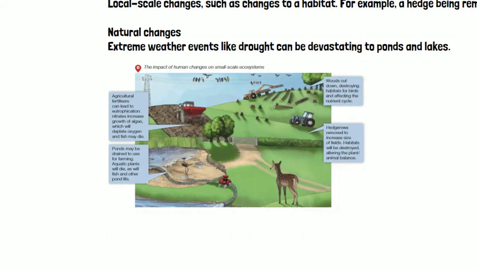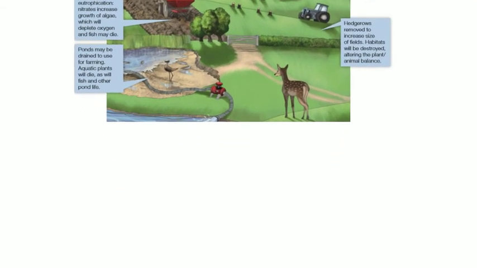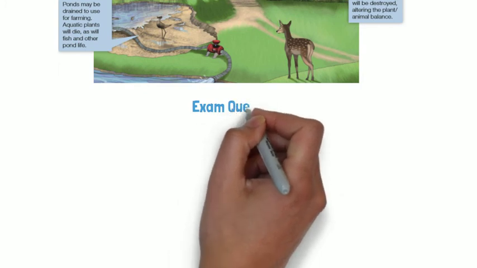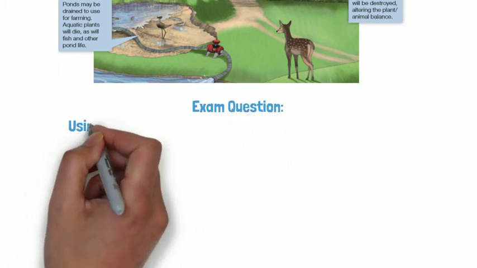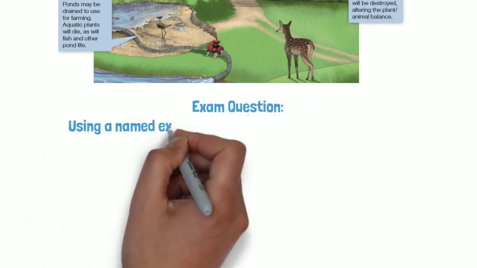So many of you will have seen this image before, and this is from the textbook, and it's looking at some of the small-scale human changes to an ecosystem, all of which could quite easily be applied to Witton Park.